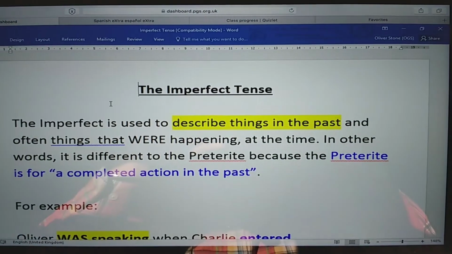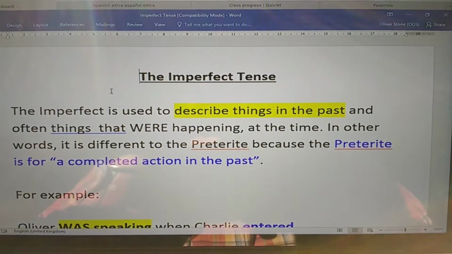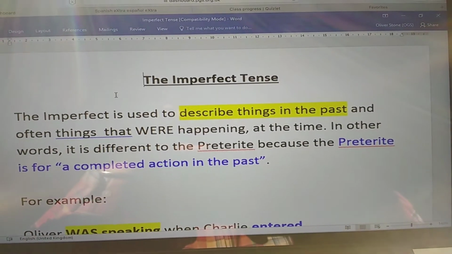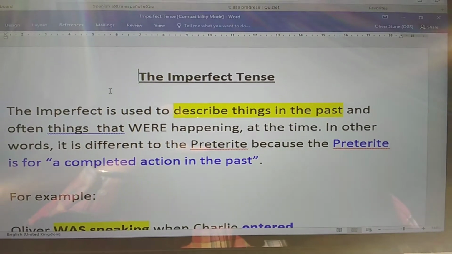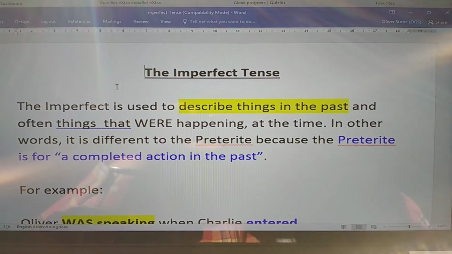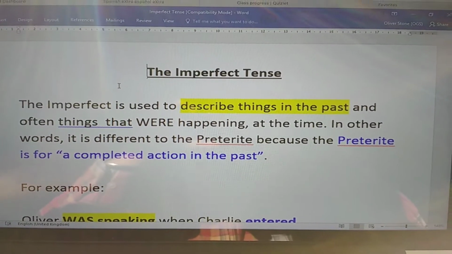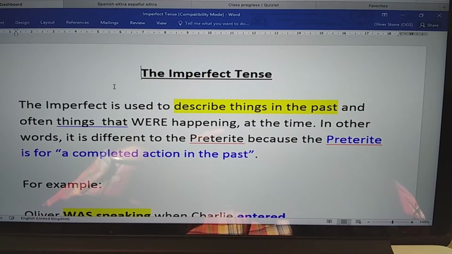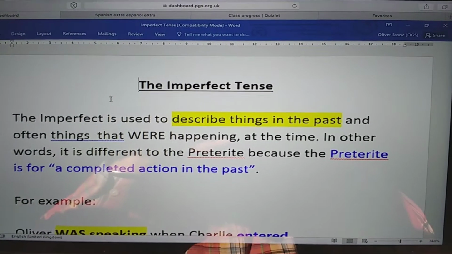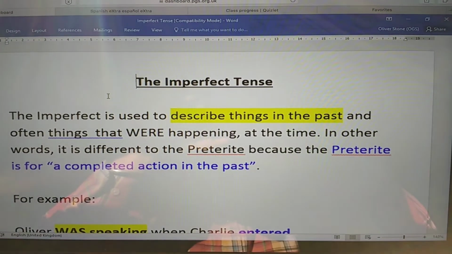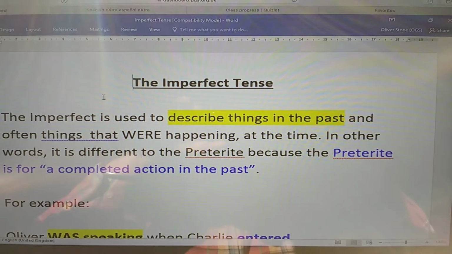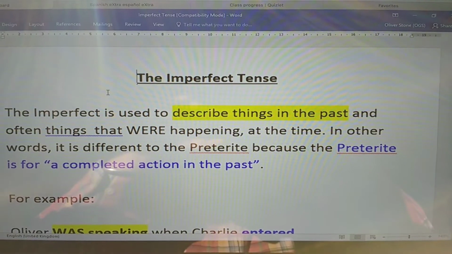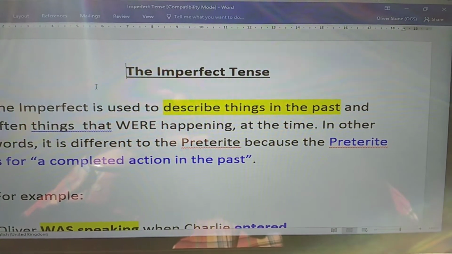So the first thing to point out, guys, is that I want you to take notes in the normal way, okay. Bear in mind that we have done another past tense already called the preterite. That was the first past tense we learnt, and this is the second one. So it's really important that we learn the difference between these two to start with. The imperfect tense is used to describe things in the past, and often things that were happening at the time.